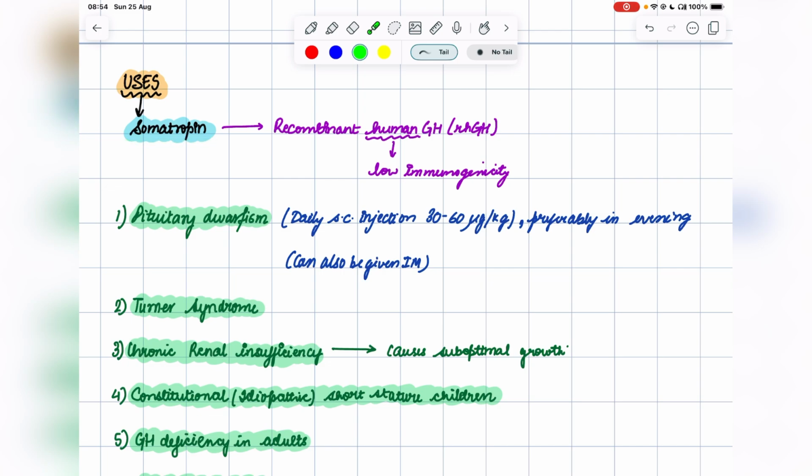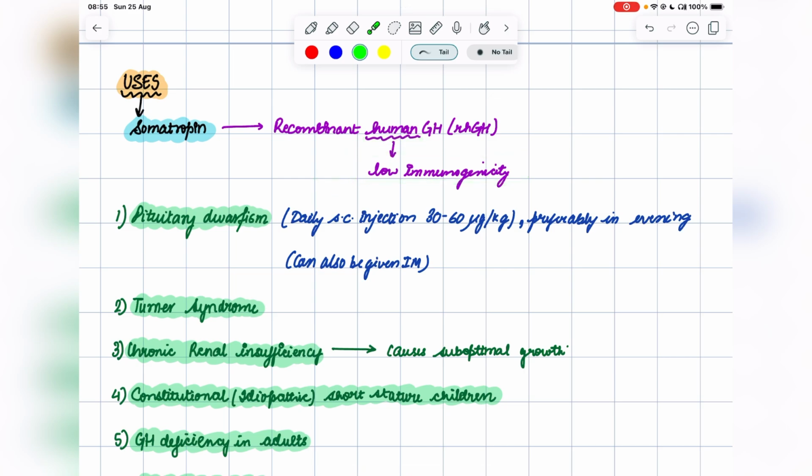We are talking about somatotropes. Somatotropes release growth hormone. The growth hormone analog is known as somatropin. Please remember this name. It is a recombinant human growth hormone, also known as rhGH. So whenever you see rhGH, it means somatropin. And since it is recombinant human, it will have low immunogenicity because we have extracted it from human itself.